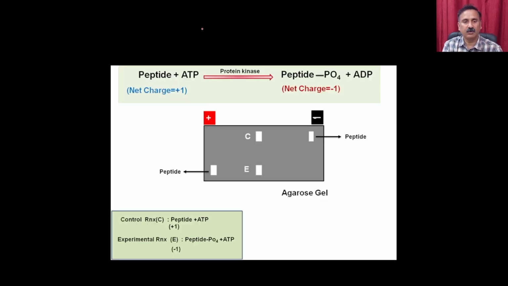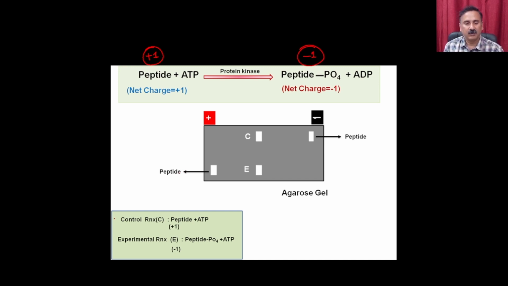So what you're going to do is take the peptide, which is going to have the net positive charge, and because it has a positive charge, it will run towards the negative electrode. Whereas when it is phosphorylated with the help of the phosphate group from the ATP, the peptide is going to have the net negative charge. So it is going to have the -1 charge, and because it has a -1 charge, it will run in the different direction, right?